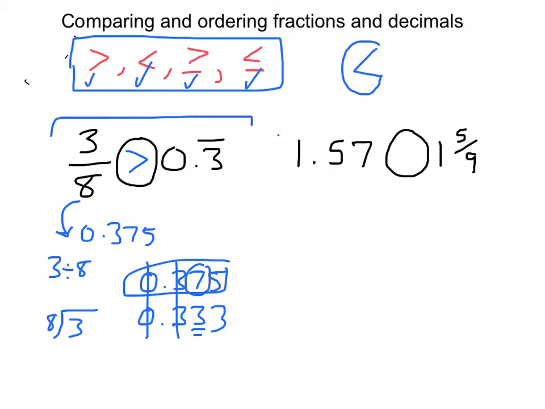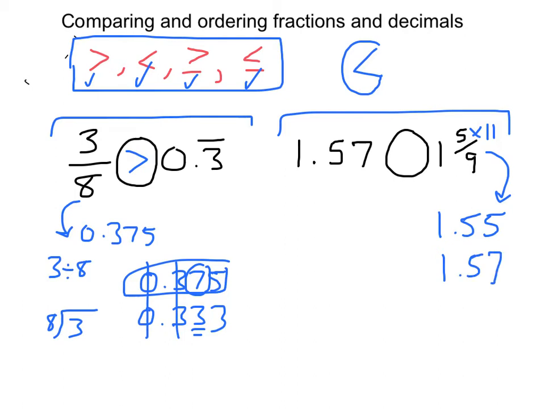To compare 1.57 to 1 5/9, I would need to convert 1 5/9 to a decimal. Well, 5/9, it's a ninth. So if I multiply the numerator times 11, it becomes 1.55. So if I'm comparing 1.55 to 1.57, I can see that 1.57 is greater than 1 5/9 because it has a 7 in the hundredths place.